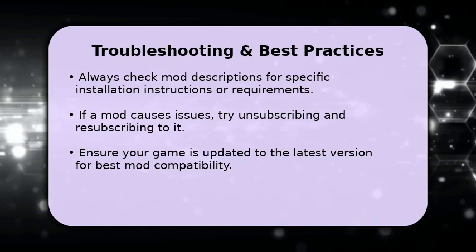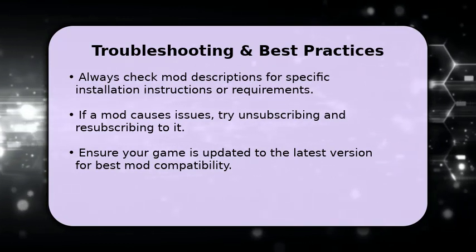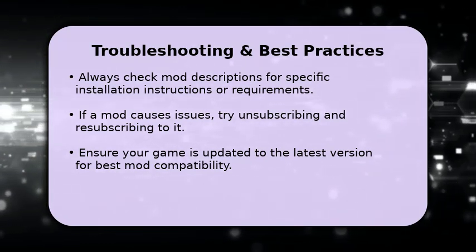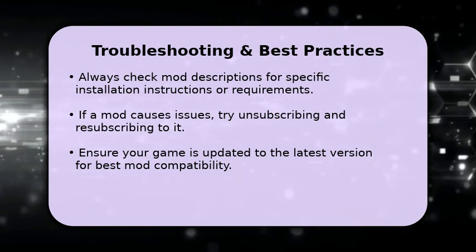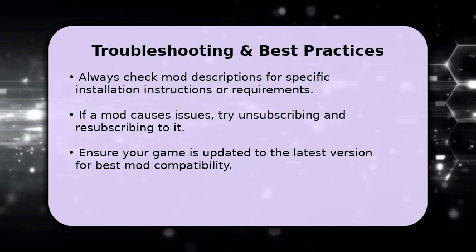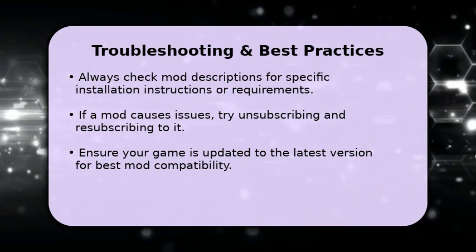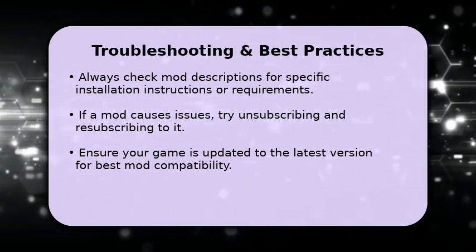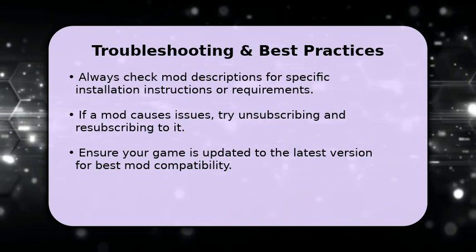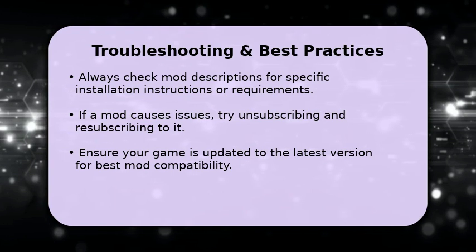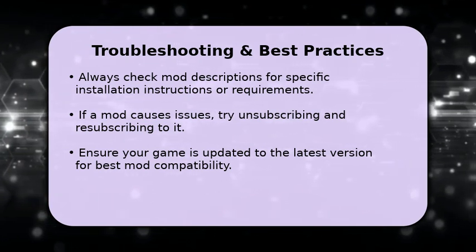Sometimes, a mod might not work perfectly. If you encounter issues, first check the mod's description page for any special instructions or known conflicts. A common fix is to simply unsubscribe from the mod and then subscribe again, which often resolves minor glitches. Also, keeping your SnowRunner game updated to its latest version is crucial, as developers frequently improve mod support and stability.